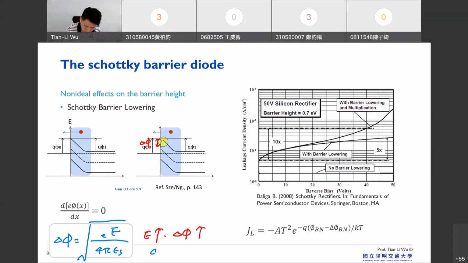So your qφB' is equal to your qφB minus your qΔφ here. Since this is increased, that means your effective barrier height is reduced. And the effective barrier height being reduced also leads to an increase of the current here.